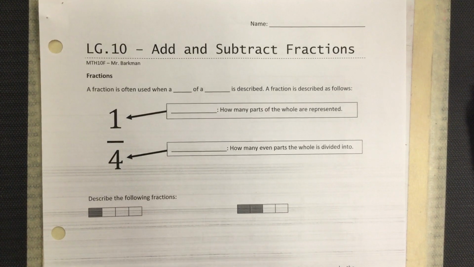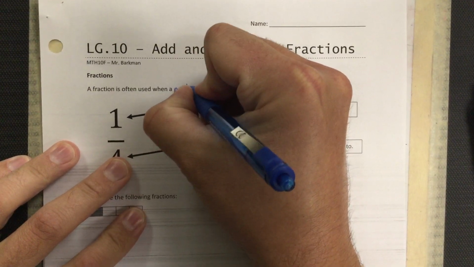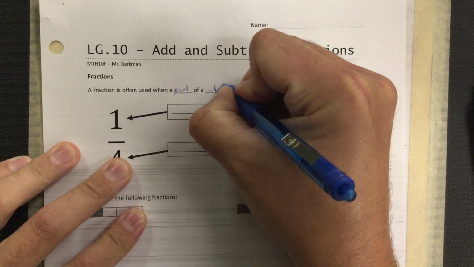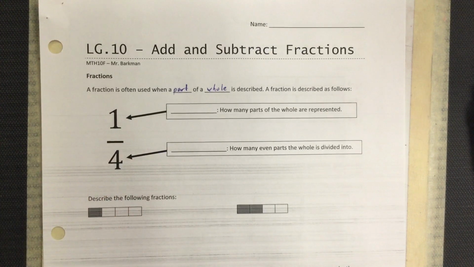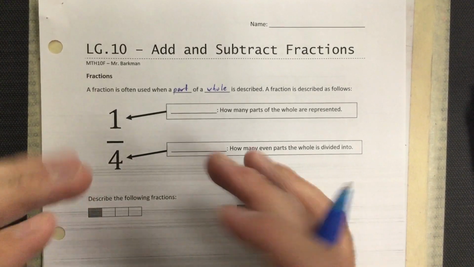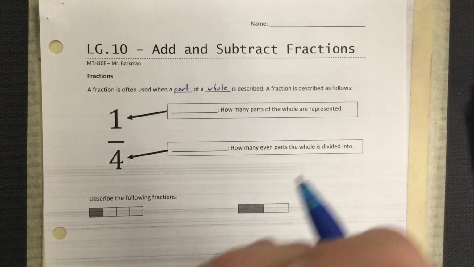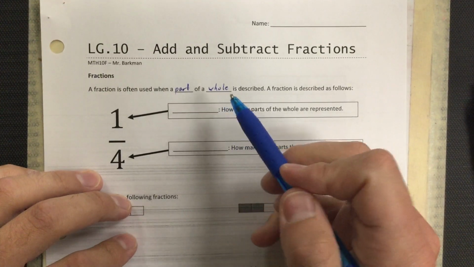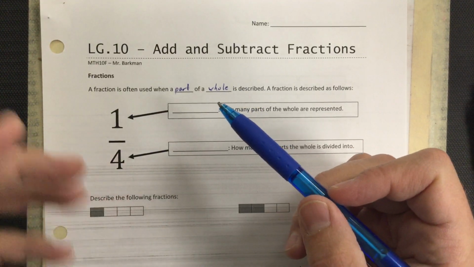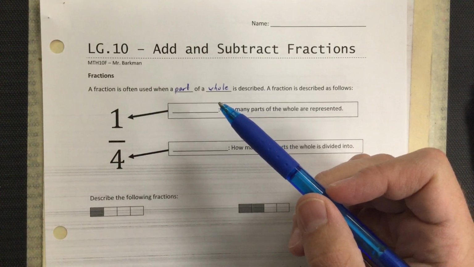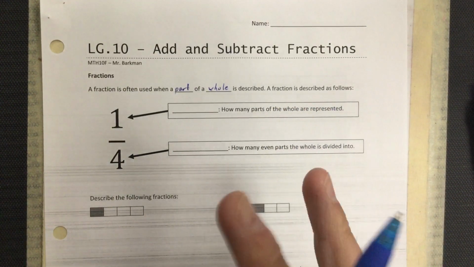So a fraction is often used when a part of a whole is described. When we have something that's a whole, it's all of it, then that's a whole number. It would be like a 1 or 2 or 3. If we're using part of that number, then there's a couple different ways we can describe it. One of those is using a fraction. Another one would be a decimal. We'll talk about decimals a little bit later on. So right now we're going to do fractions.